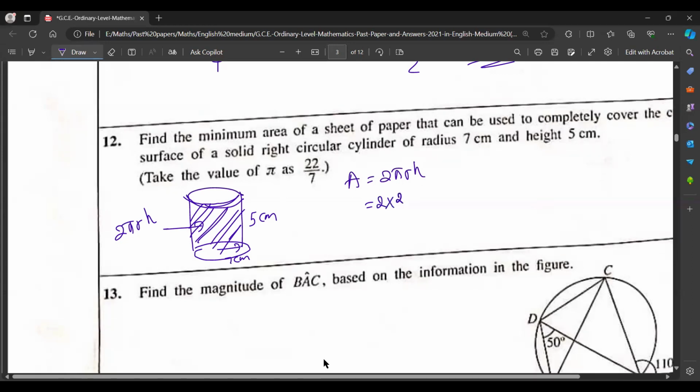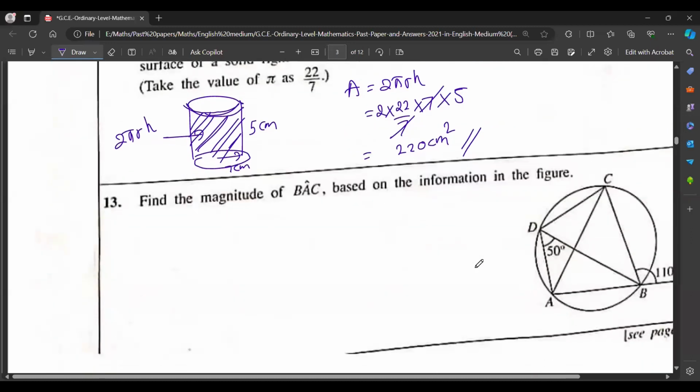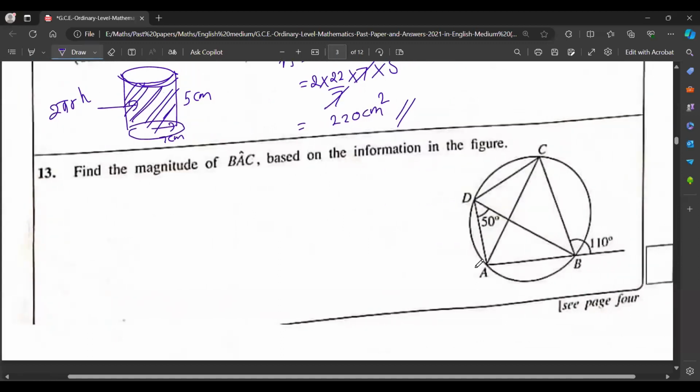2, π is 22 over 7, radius is 7 and height is 5. 7 and 7 can be cancelled. 2 into 22 is 44, 44 into 5 is 220. So it should be 220 centimeters squared. What is the area of the curved surface? It should be 2πrh. Keep that in mind, okay?